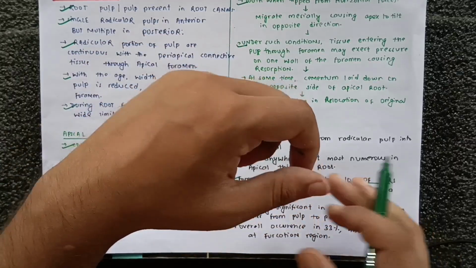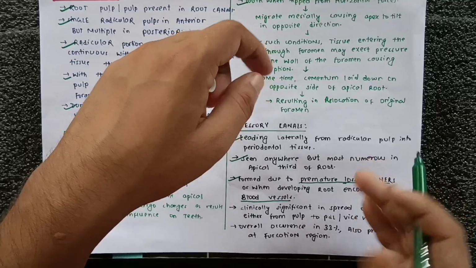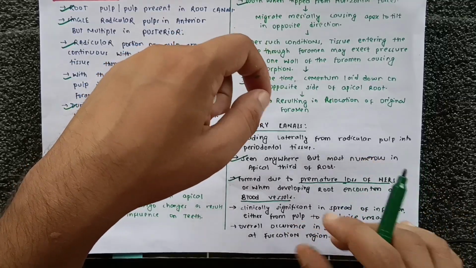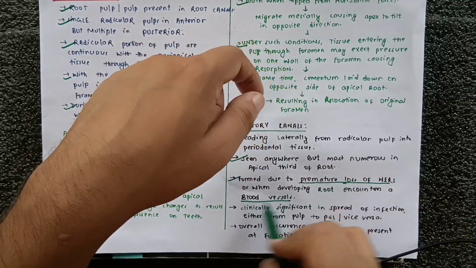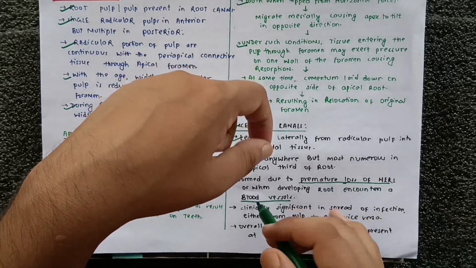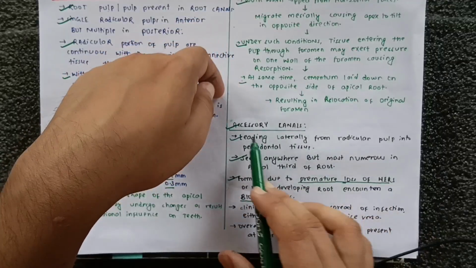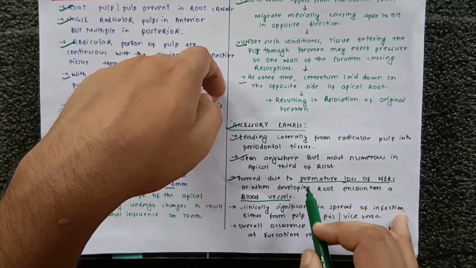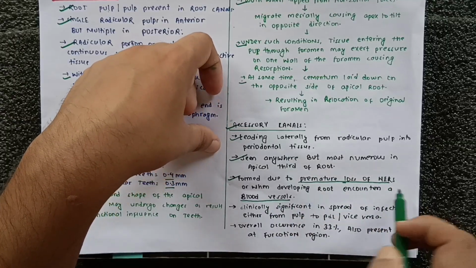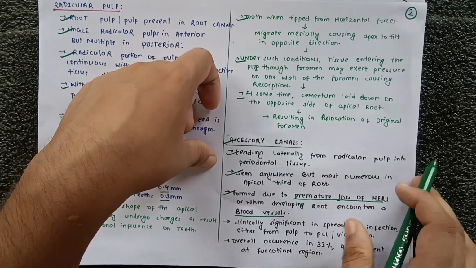So it is a sort of adaptation. The wall of this radicular pulp leaves this blood vessel pathway and forms the wall around it, which would appear as this canal. So accessory canals are formed in such a way: premature loss of Hertwig's epithelial root sheath, or the blood vessel.